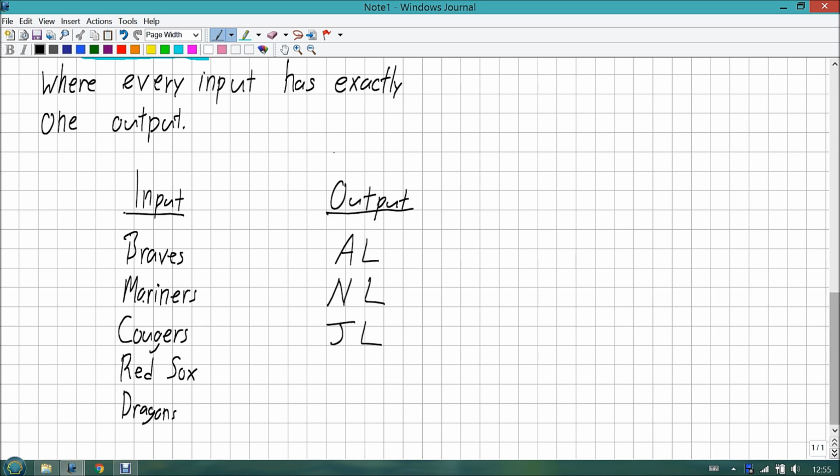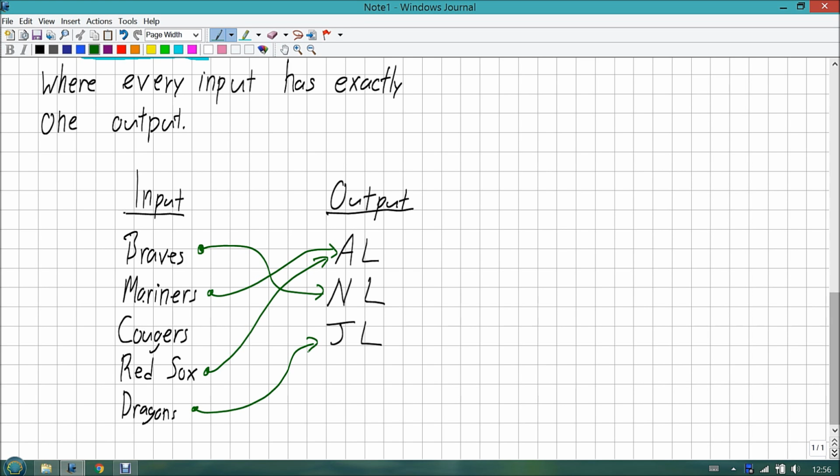All right, so if we're looking at this, we have the Atlanta Braves are a National League team. And then we have the Mariners. The Mariners are an American League team. The Cougars are in neither the American, the National, nor the Japanese League, so they don't go anywhere. The Red Sox are an American League team, and the Tokyo Dragons are a Japanese League team.